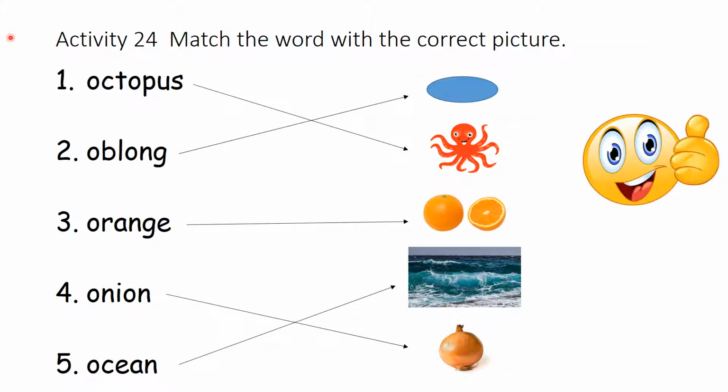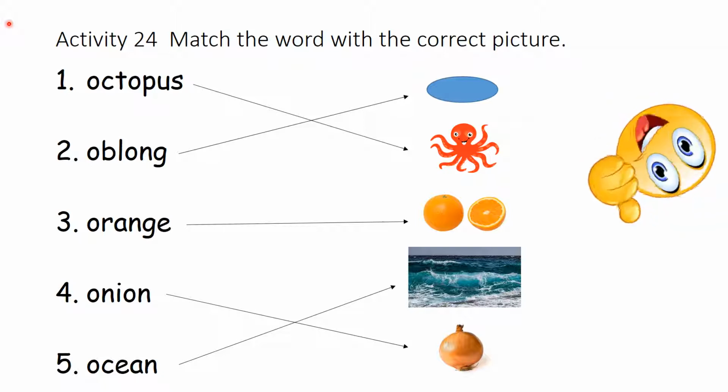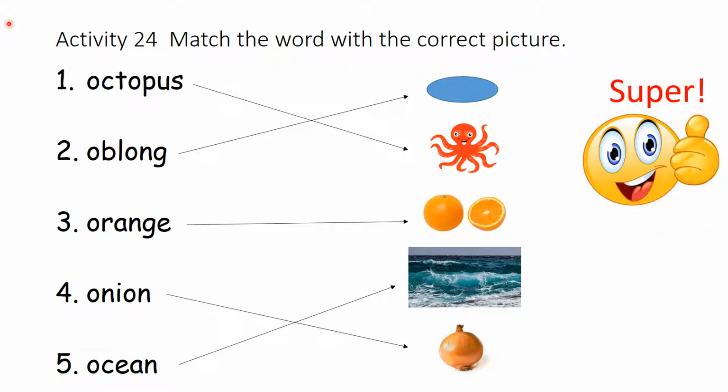Okay, let's check. The number 1, octopus. Here. Oblong. This one. Orange. Onion. And ocean. Are your answers correct? Wow, super.